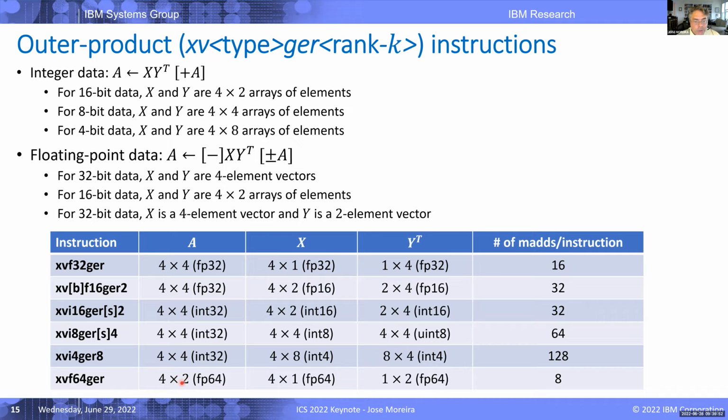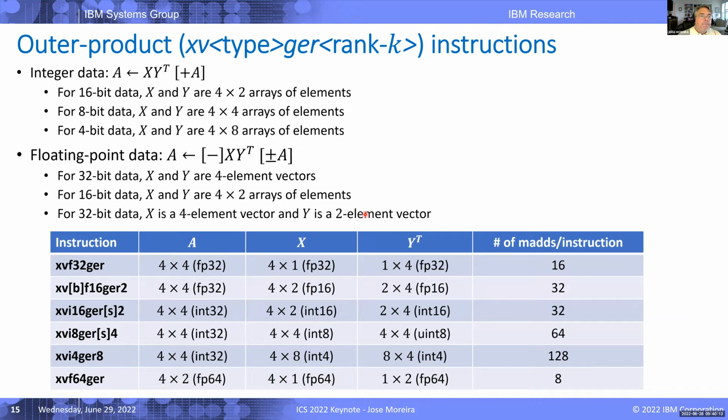The X vector, which is the column vector, is a four-element double vector. Now, our vectors in Power are relatively short, they're 128 bits. So you need a pair to form a four-element vector, and then a third vector provides you the two-element row, which will be the outer product of X and Y.